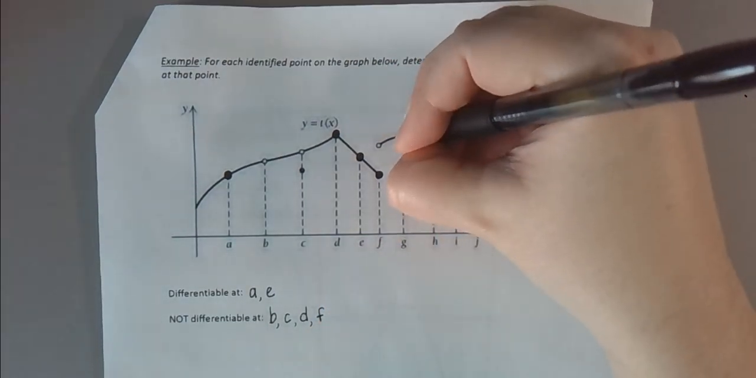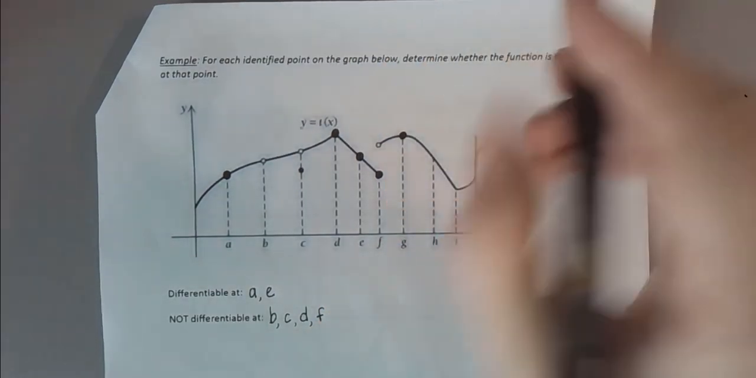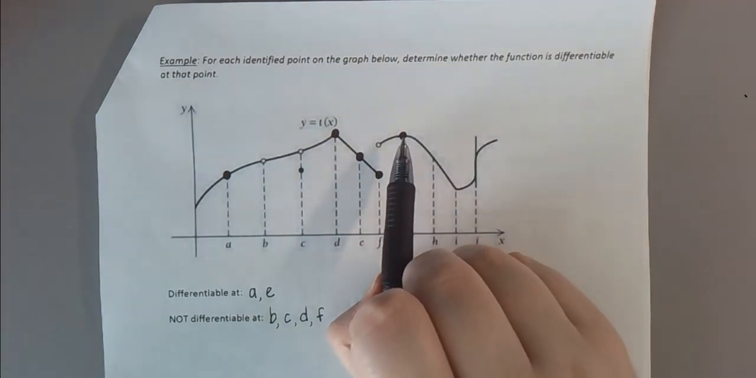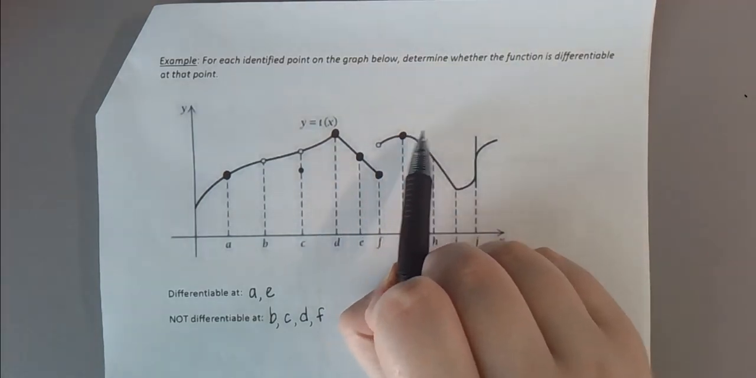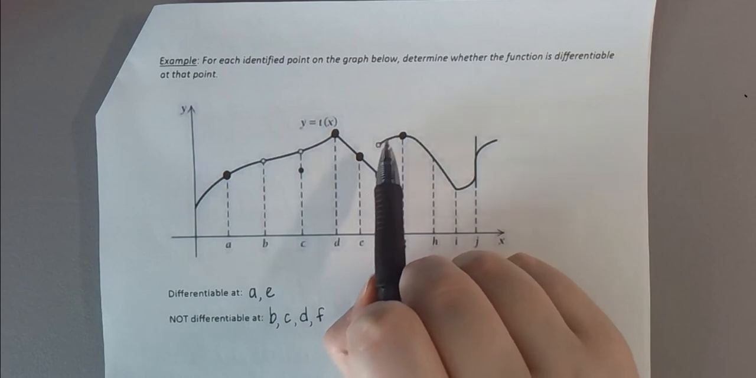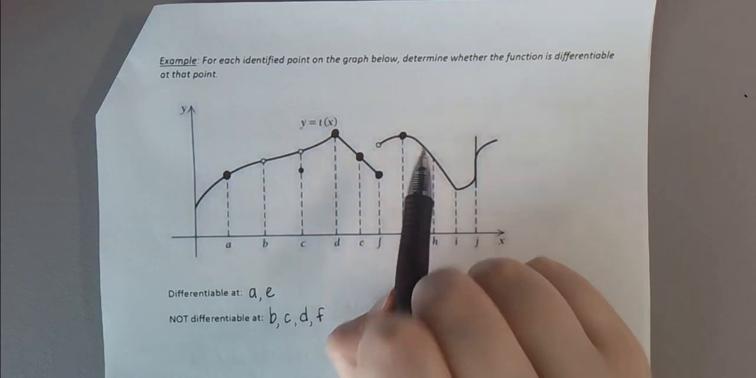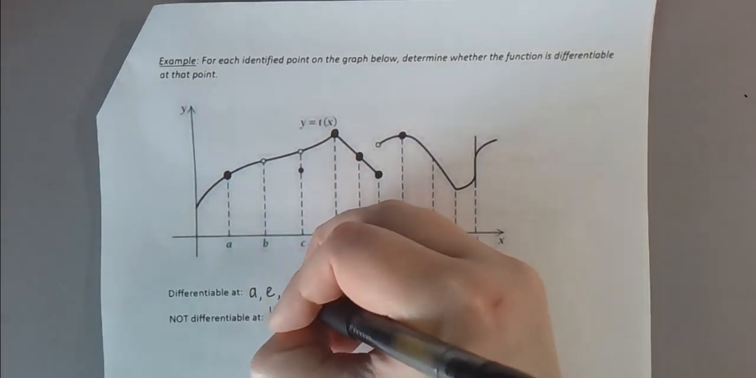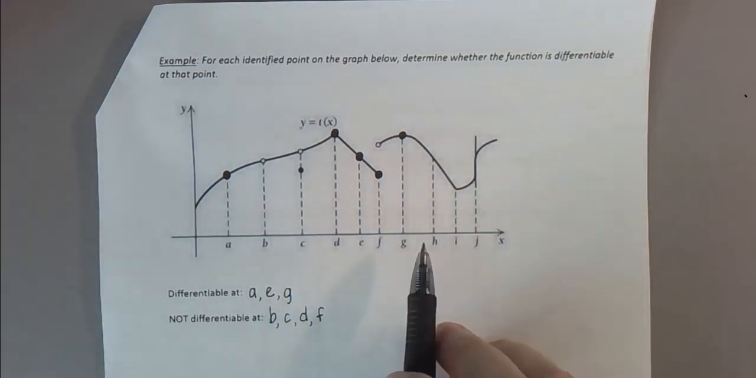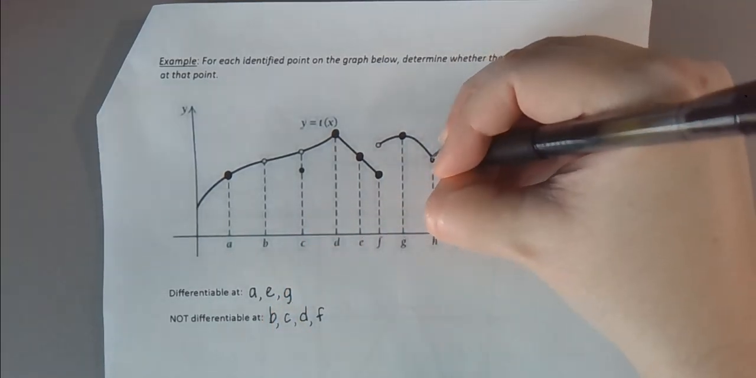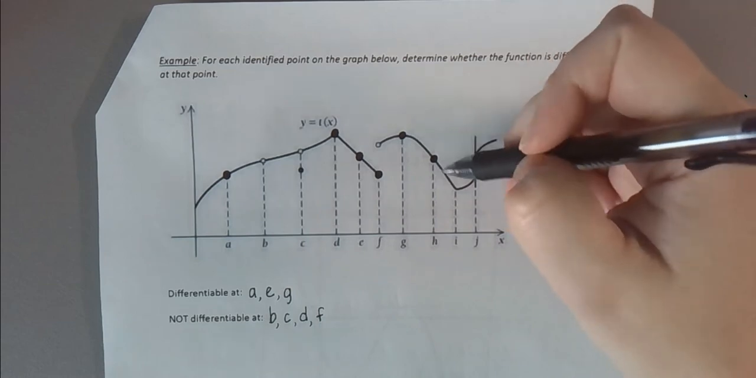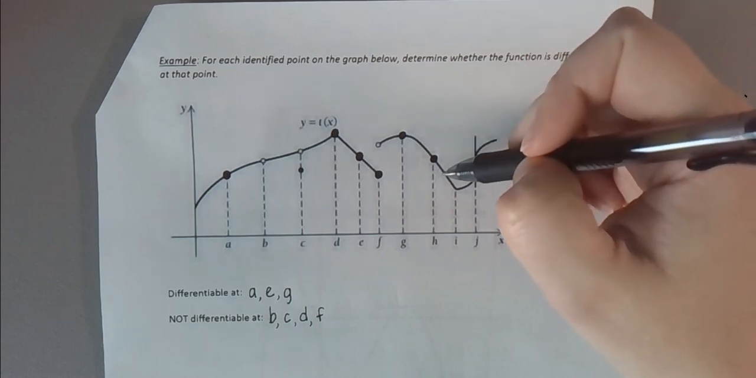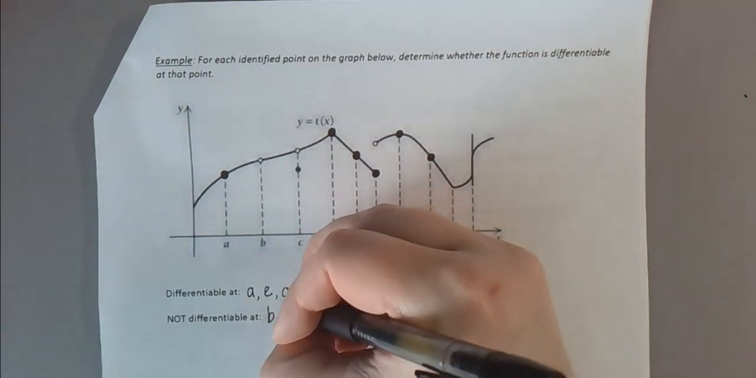Okay, at G, it's continuous at that location. We don't have a vertical tangent line. It's not a sharp corner. It's a nice smooth curve right there. So it is differentiable at G. At H, continuous at that location. No vertical tangent line, no sharp corners. So we're differentiable there.